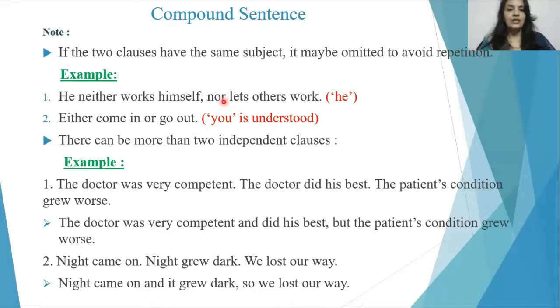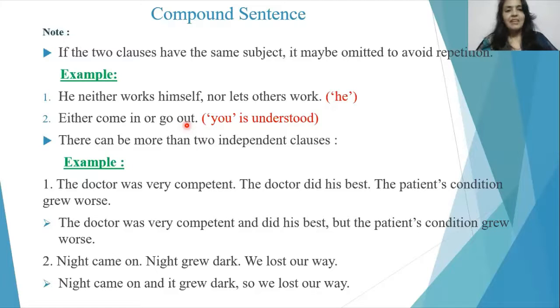Neither...nor is helping us; that coordinating conjunction has been used. So it is a compound sentence. Either come in or go out. Here you can say, either you come in or you go out. No need to repeat it here. "You" is understood because, of course, we are talking to the second person.